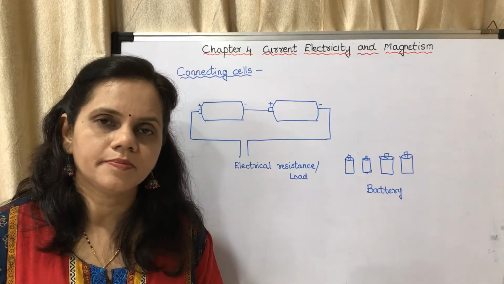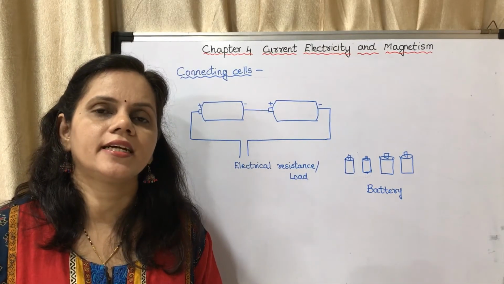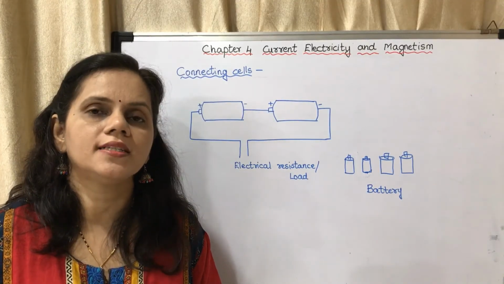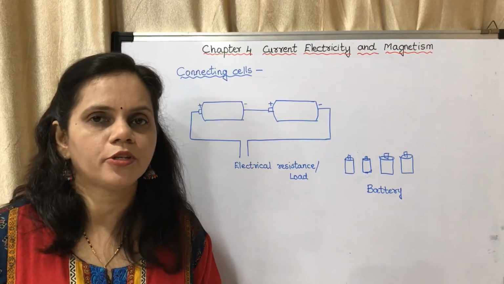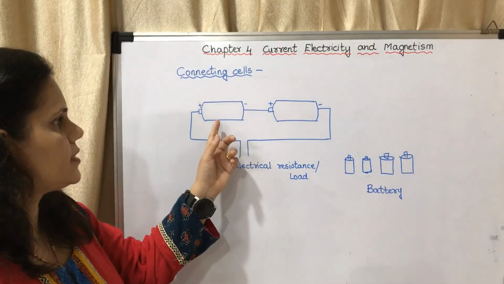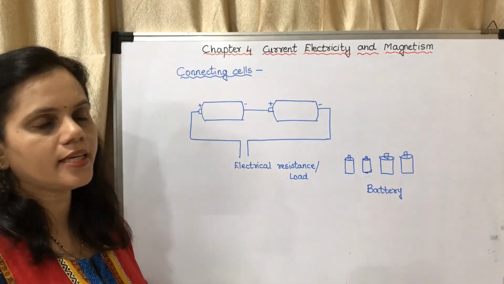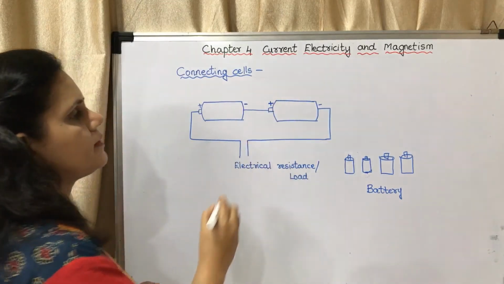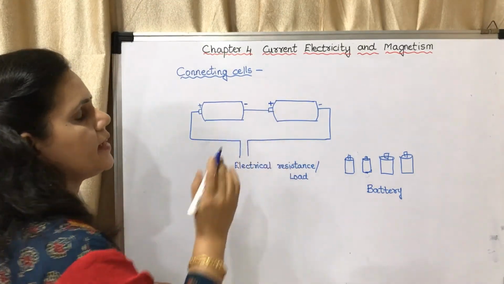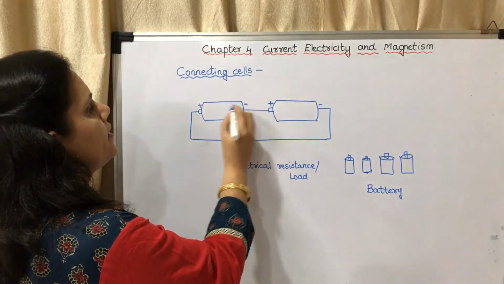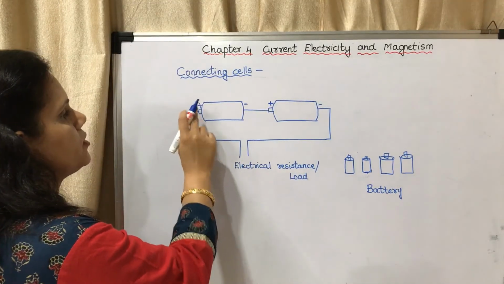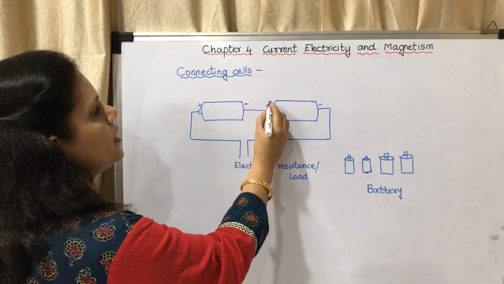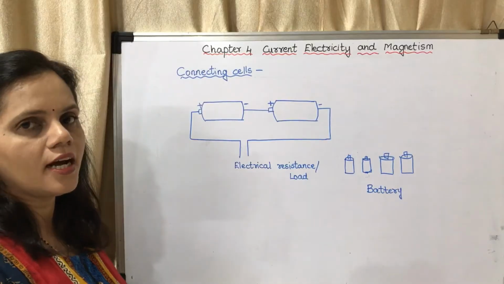So what is a battery? A battery is a connection of 2 or more cells. Why is it done so? It is to increase the potential difference. Here you may see there are 2 cells connected to each other. The negative terminal of this cell is connected to the positive terminal of the other. This is the first cell, this is the positive terminal and this is the negative terminal. The negative terminal of this cell is connected to the positive terminal of the other cell.